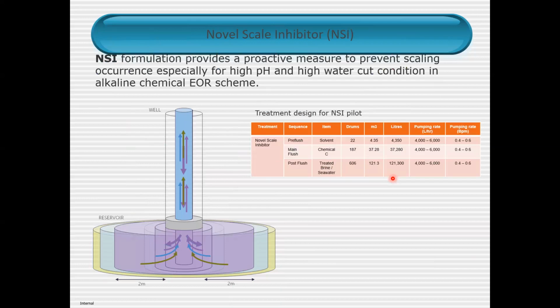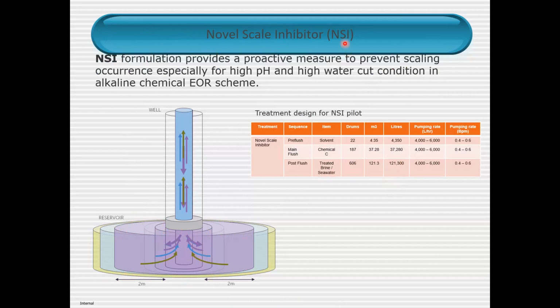Another technology is the novel scale inhibitor. You know that scale is another solid which is depositing in the near wellbore. What it does is basically absorb into the near wellbore formation so that you can elongate the production. Normally, when you just use any chemical, it can last maybe 6 months, maybe 8 months. Sometimes it's just 3 months.